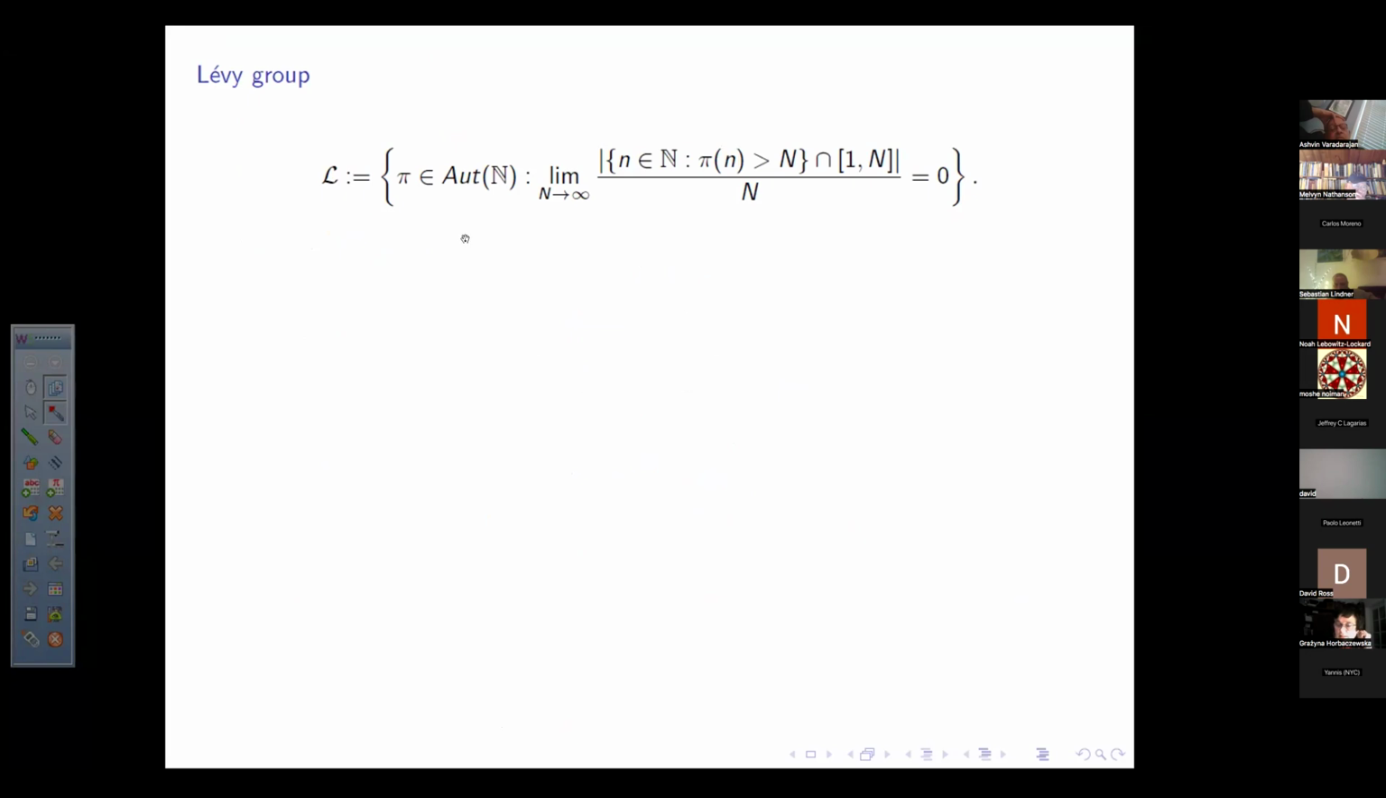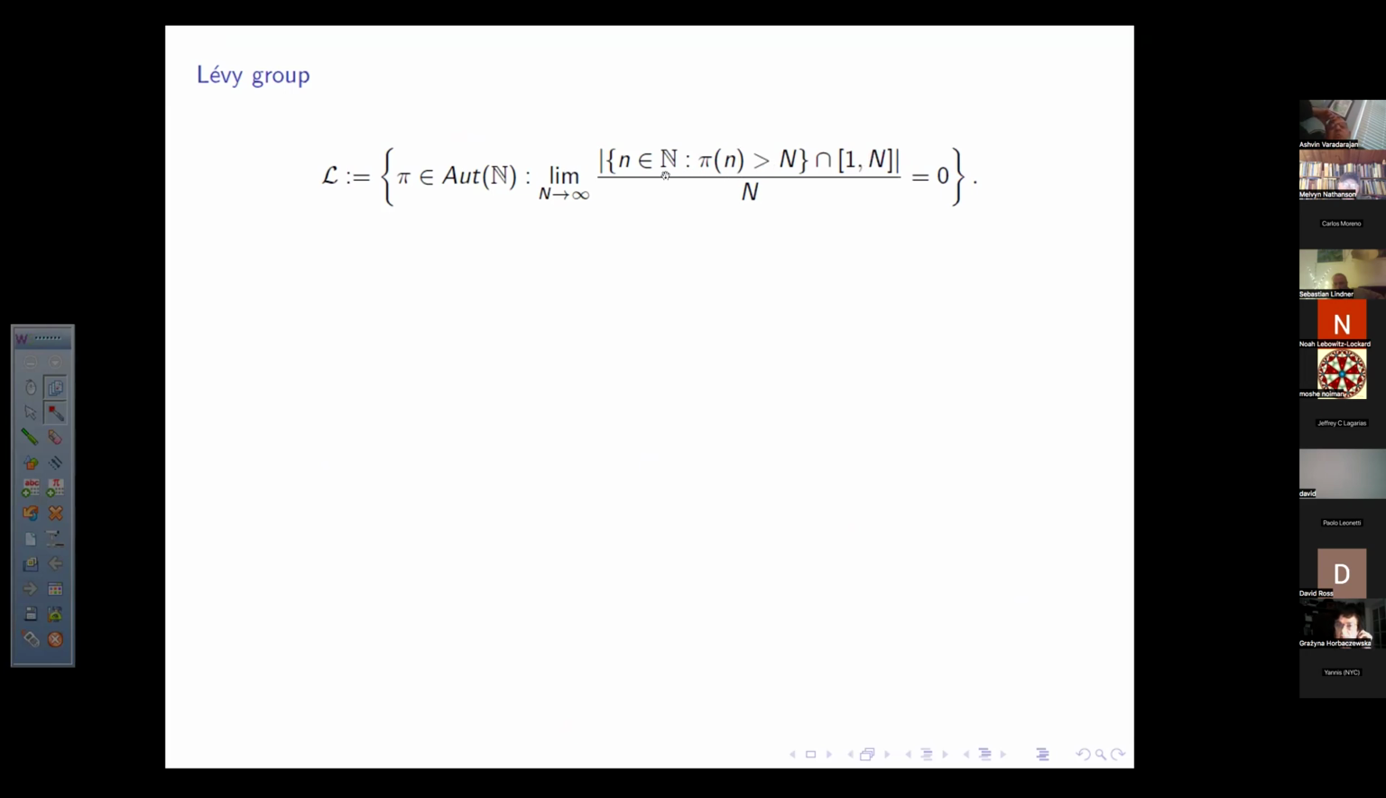So in functional analysis, the so-called Levy group is considered. It's defined as follows. We have here the limit when we consider the situation on initial intervals which are longer and longer. But when we look at this carefully, it's not a density of the given set, because the set which is being tested depends on n.